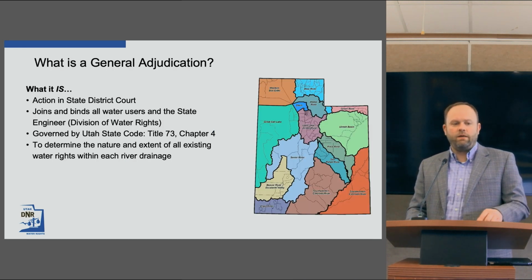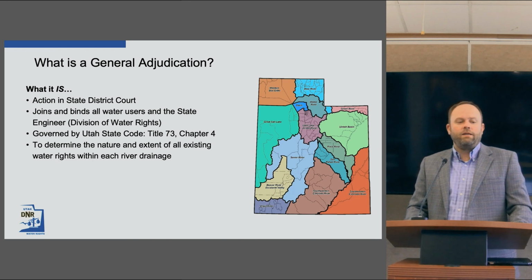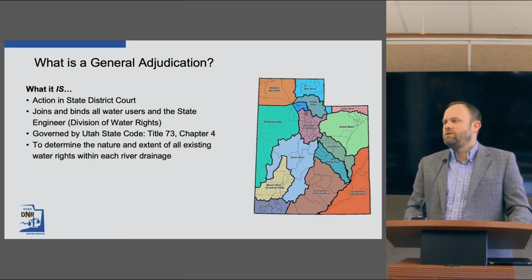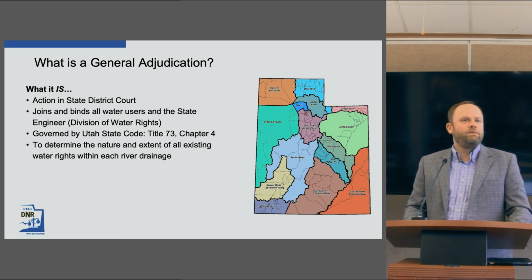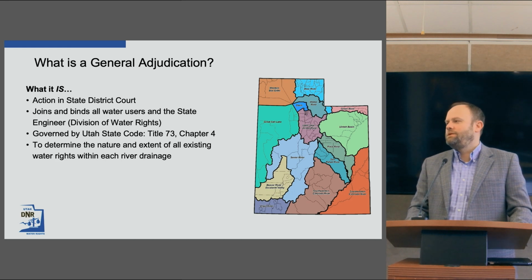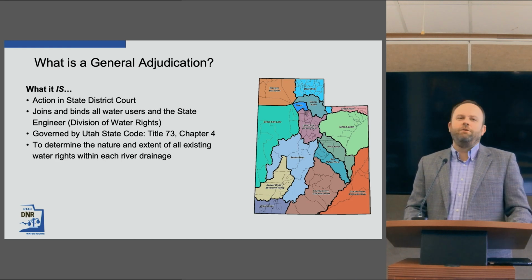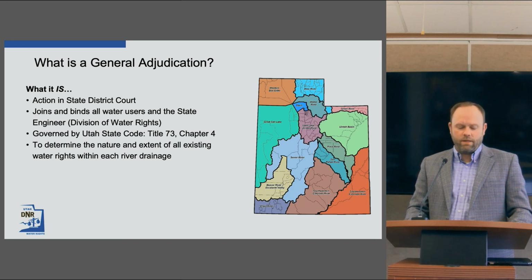What is a general adjudication? At its most basic sense, it's a court action in a district court in the state of Utah. This is a special type of court case. This is not like a criminal case. There's no grand juries, there's no perp walks, there's no rogue district attorneys. This is a court case in which the state engineer participates to evaluate water rights in a geographical area.